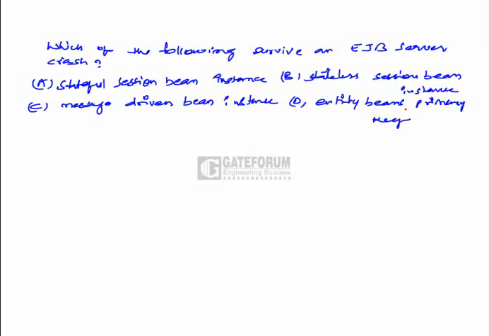Which of the following survive an EJB server crash? Option A, stateful session bean instance. Option B, stateless session bean instance. Option C, message driven instance. Option D, entity beans primary key. Here the correct option is option D, entity beans primary key, and this will survive an EJB server crash.